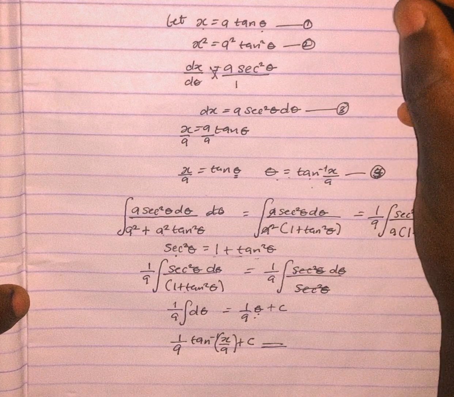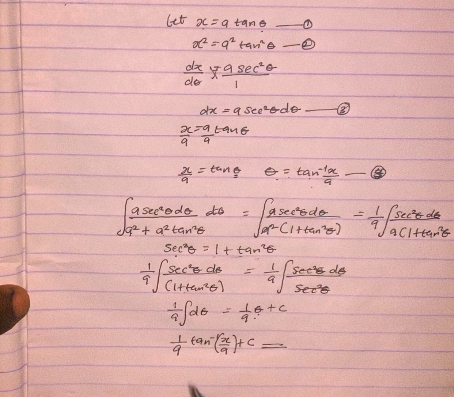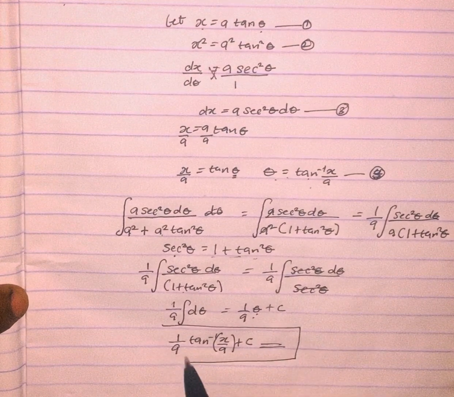So we have simply proved that the integral of dx over a squared plus x squared is equal to 1 over a arctan x over a plus c.